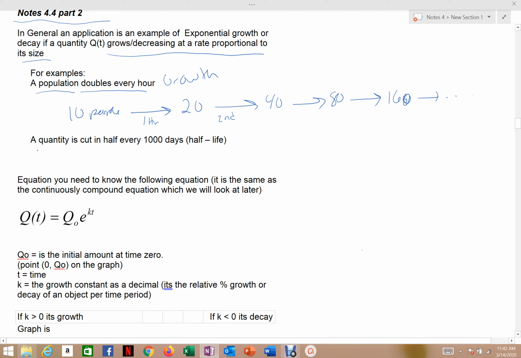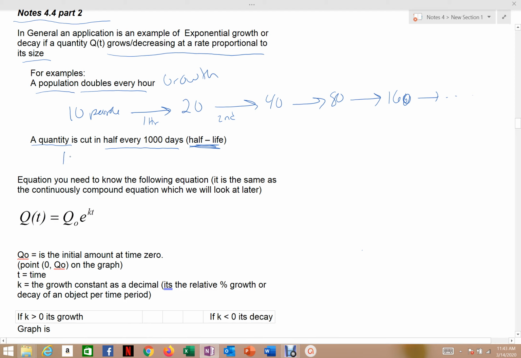Declining works the same way. And so my second example is a decay case. Suppose I have a quantity, and it's cut in half every 1,000 days. And so that would be a half-life. And we use that term because that's oftentimes used in science. When things decline by half-life, you have radioactive material, they decline, they have half-lives. All radioactive material tends to have a half-life. And so that means in this particular example, it's cut in half every 1,000 days.